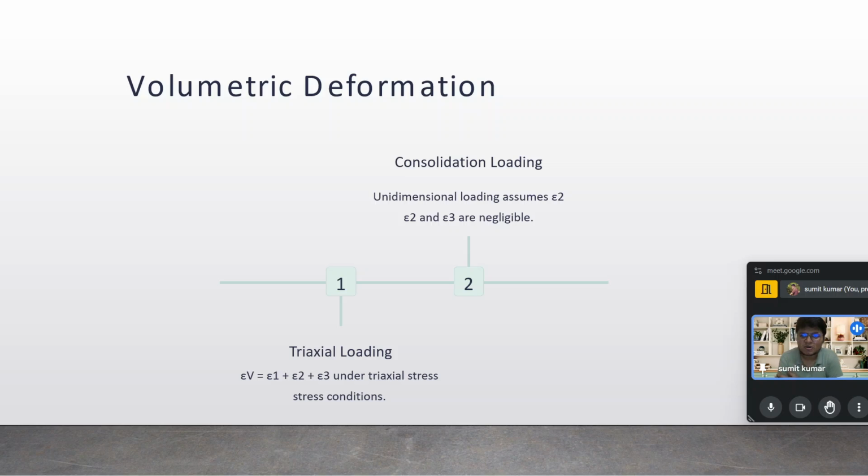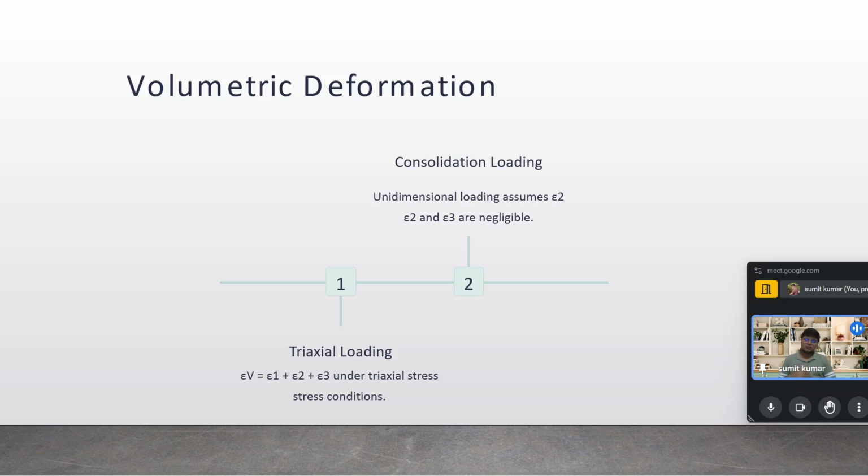Okay. Now we will talk about the volumetric deformation. So how does the volumetric deformation take place? First of all, when we talk about the triaxial loading, when we talk about the strain, like the volumetric strain, it is the sum of the volumetric strain in the x, y, and z direction.